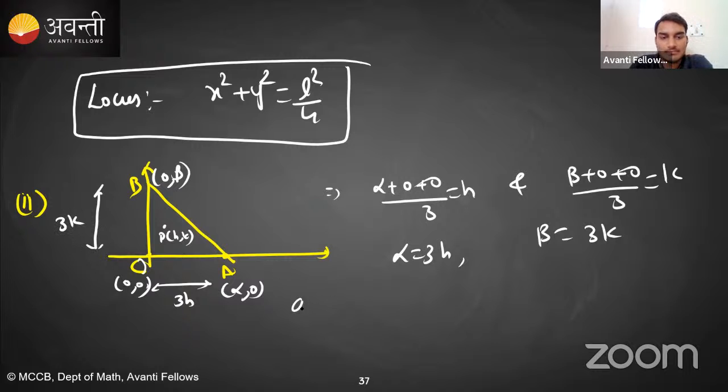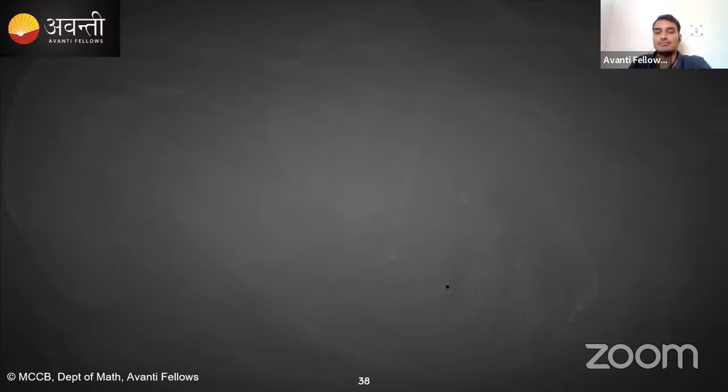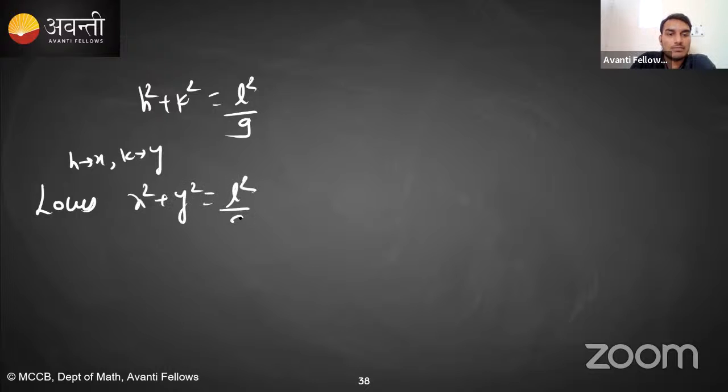So again using Pythagoras theorem, (3h) square plus (3k) square is equal to L square. So h square plus k square comes out to be L square by 9. So what is the locus? Replace h with x and k with y. So x square plus y square is equal to L square by 9.